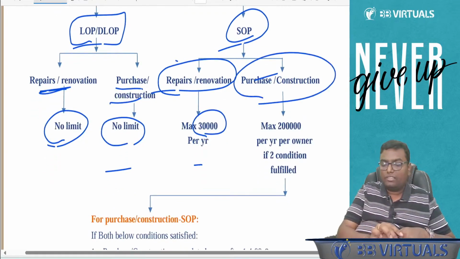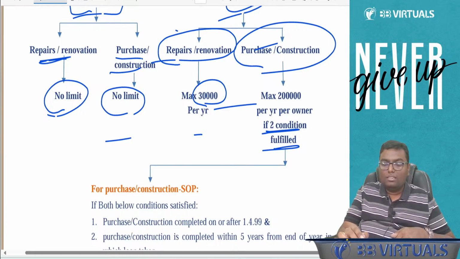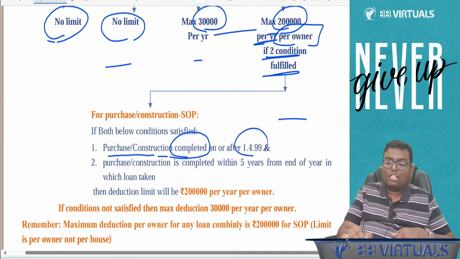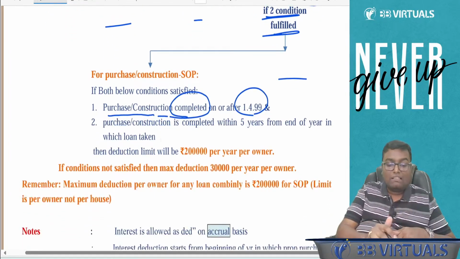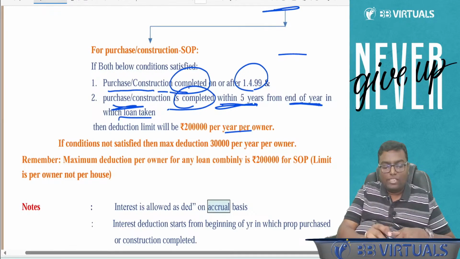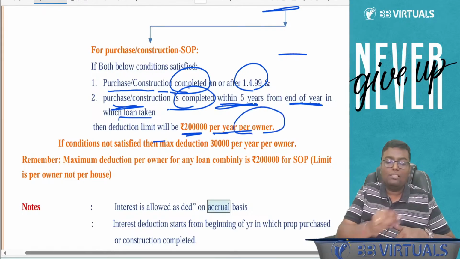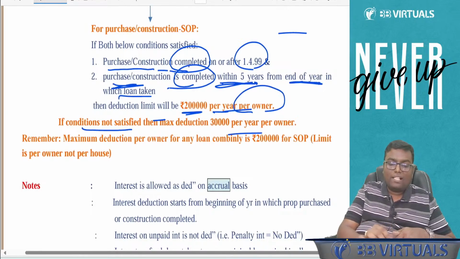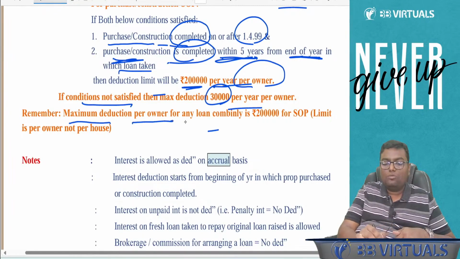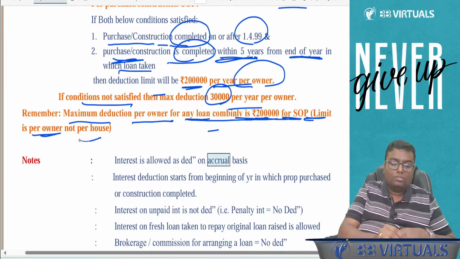If it is purchase or construction and two conditions are fulfilled, the deduction will be rupees 2 lakh per year per owner. First condition, purchase or construction should be completed on or after 1st April 1999. Second, purchase or construction should be completed within 5 years from the end of the year in which the loan is taken. I have written over here, deduction of rupees 2 lakh is per year per owner. If the condition is not satisfied, the deduction will be restricted to 30,000. Remember, the maximum deduction per owner for any loan combinedly is rupees 2 lakh for SOP. So the limit is per owner, not per house.